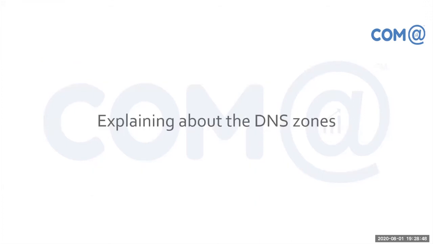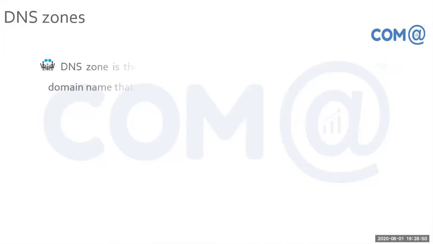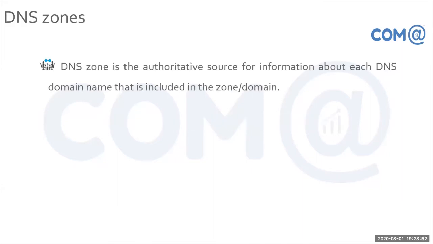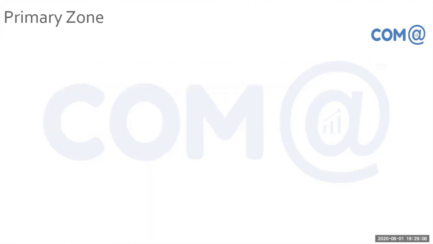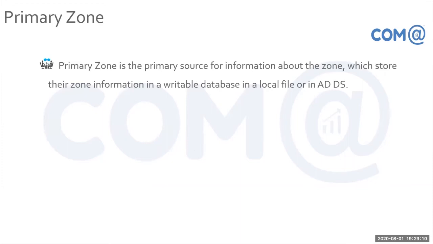And further explaining about the DNS zones. Basically, a DNS zone is the authoritative source for information about each DNS domain name that is included in the zone or the domain. And the Windows DNS service includes three types of zone: primary zone, secondary zone, and stub zone. And explaining about the primary zone.